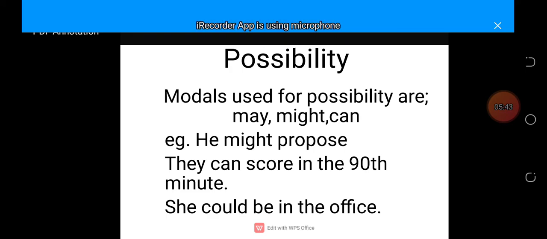They can score in the 90th minute. So they could score or they may not score. She could be in the office. So you can go and you wouldn't meet the person in the office. She can be in the class. You will go and she might not be in the class. So these are some of the ways we can use modals in expressing possibility. It is not saying that this thing will certainly happen, but weighing the negative and the positive aspect of whatever you are putting across.